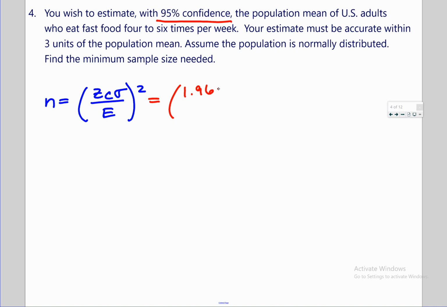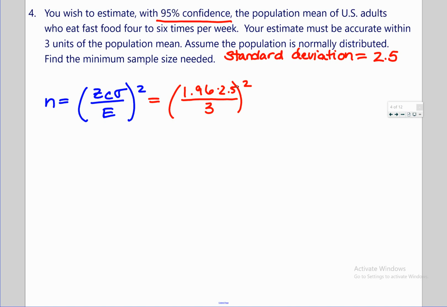Okay. Standard deviation, were we given a standard deviation here? No, okay, we're going to need one of those. Were we given a margin of error? 3. All right, let's make up a standard deviation. Apparently we don't have enough information here. Let's say the standard deviation is, we'll just say like 2.5. Okay, so we'll put 2.5 there. All right, type it in.